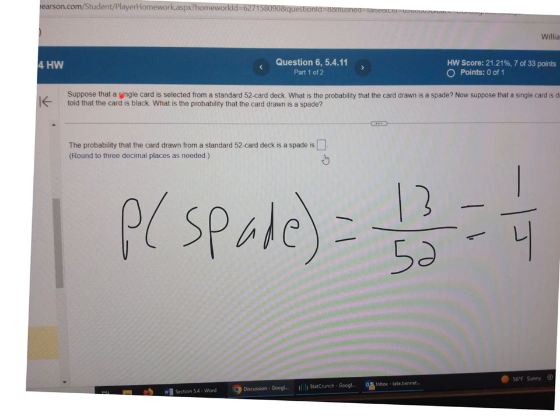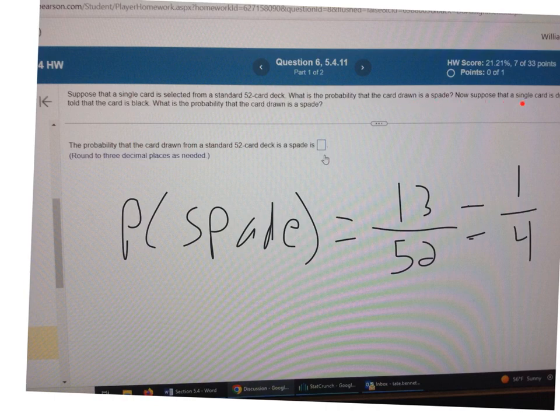So suppose that a single card is drawn from a standard 52 deck. What is the probability that the card is a spade? So here we're going to find the probability that a card drawn from 52 is a spade. We've got 52 cards, 13 of them are spades. So 13 out of 52, that's a fourth of the deck. Hope it helps. Now there's another part here.